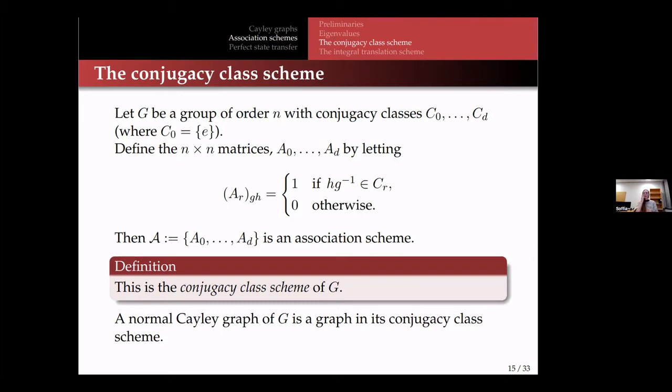There is a comment in the chat, which is a good comment, that the matrix idempotents of an association scheme, the ERs, are orthogonal projections onto the eigenspaces of the ARs. Yeah, anyway.